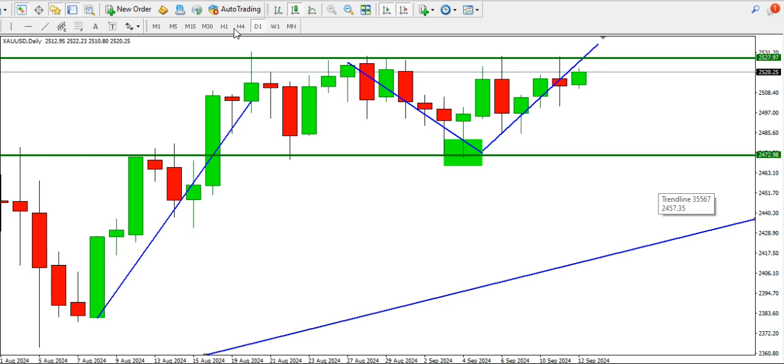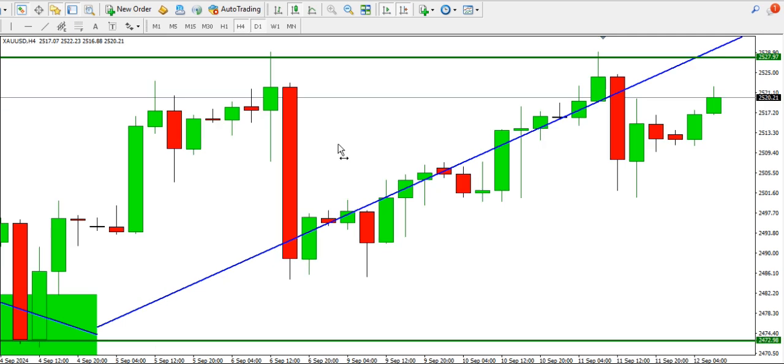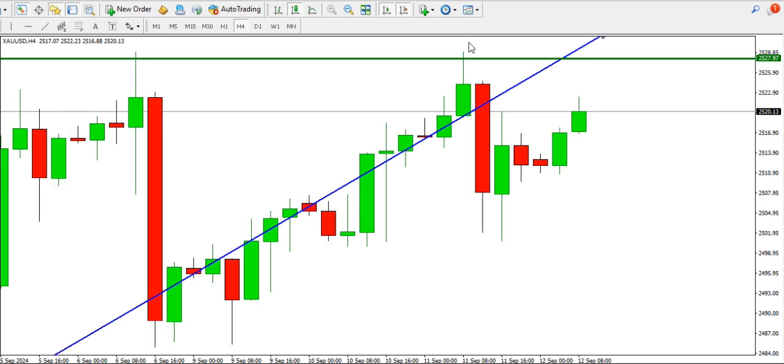For the 4-hour time frame, the price of gold is pushing up. You can see a dip around here. Now the dip around here is shorter than the dip around here, and the price of gold is creating higher lows.